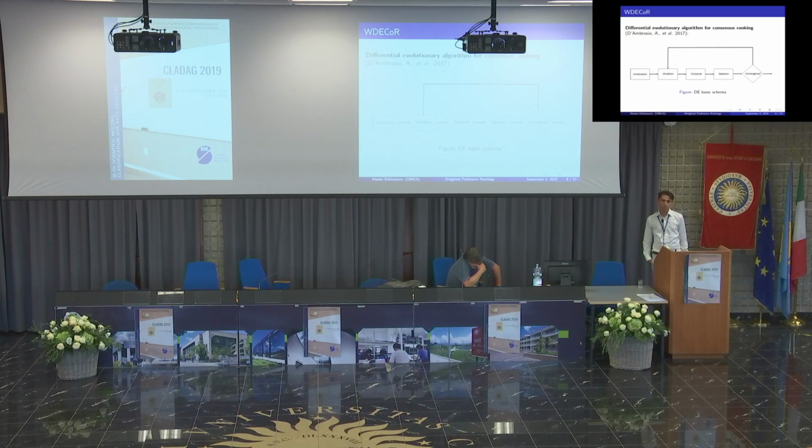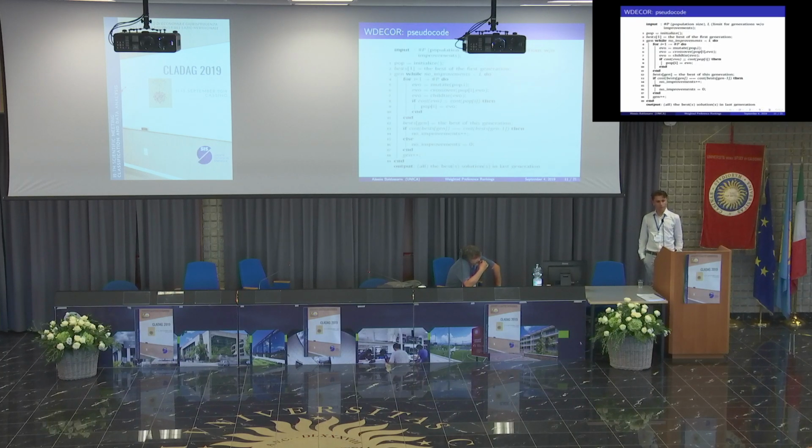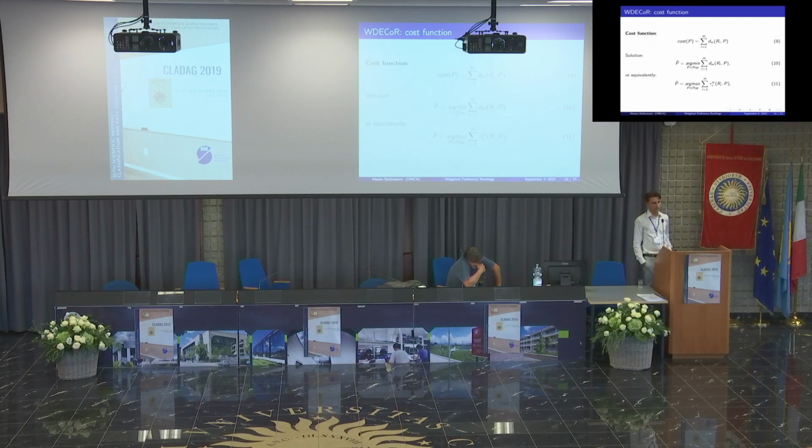The algorithm will converge when it's no longer possible to find a better candidate, so that the best solutions will be all the solutions in the last generation. And we use as cost function the weighted Kemeny distance, so that the solution will be that candidate in the population that minimizes the sum of weighted distances between itself and all the input rankings. And at the same time, it will be that candidate that maximizes some correlations.